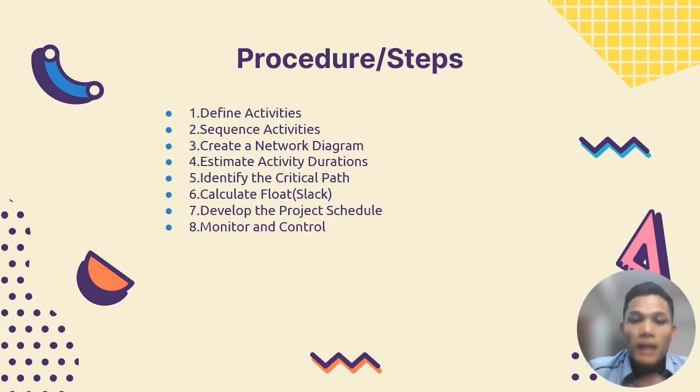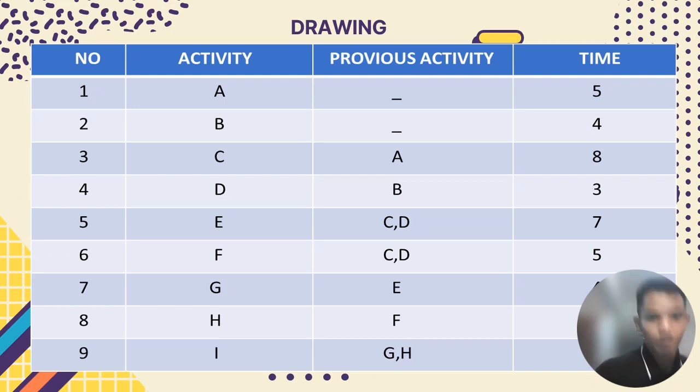So I will pass to my friends. I want to explain the table first. Based on the table, I want to explain the critical path of the project.